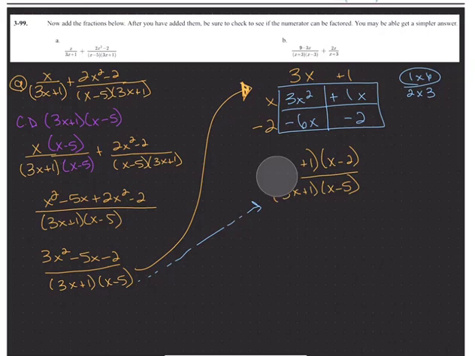And so I have 3x plus 1 and 3x plus 1 that match up perfectly. And then I have x minus 2 and x minus 5. Those babies don't match up, so they're going to stay. So my answer is going to be x minus 2 divided by x minus 5.